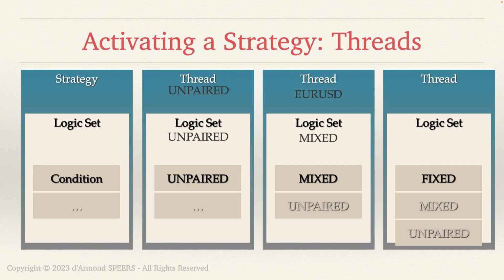The logic set inherits the symbol from the fixed condition, and it can only be added to the thread for this symbol. If the symbols don't match, then it's not added. If you put two fixed conditions into a single logic set and the conditions are fixed to different symbols, then the logic set is incoherent and it won't be able to run. It will never be activated. A warning message is printed to the log in this case if you try to activate this strategy.